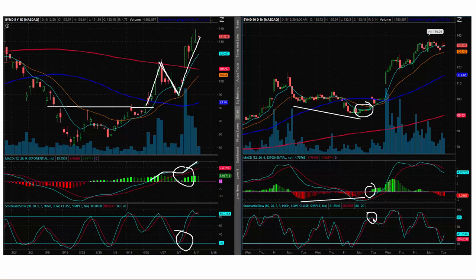But then over here, the stochastic moves down a little bit and then re-triggers. MACD histogram comes down and starts to expand, and at that time the stock jumps above its moving averages, hangs out for a day, and then continues on. Okay, so I'll play it here, but I'm skeptical because it's below the moving averages and the stochastic is at such a high level. It ended up working out where it jumped, sat there for a day, and then continued on.